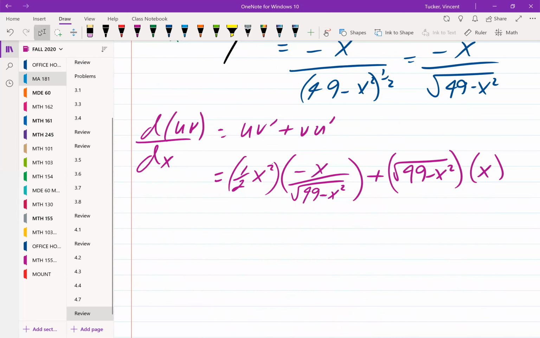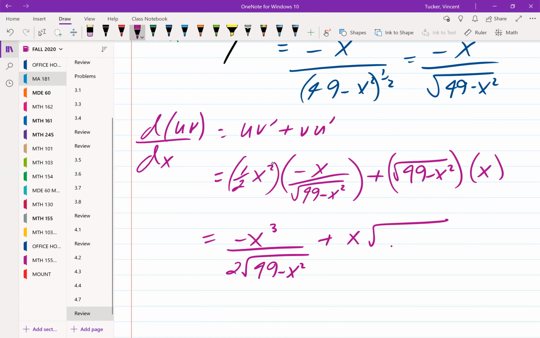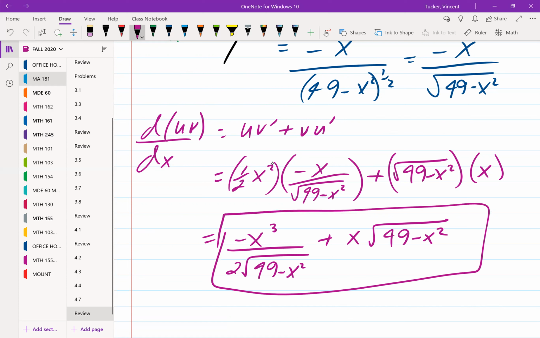Okay. So let's simplify this. The 2 and the square root of 49 minus x squared is in the denominator. x squared and negative x is in the numerator. So it's negative x cubed over 2 square root of 49 minus x squared, plus x times the square root of 49 minus x squared. We could bring it together, but it's probably not necessary. This should be good enough as your final answer.